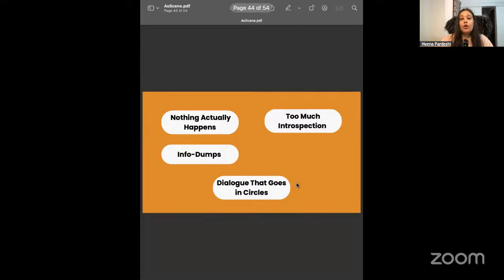Then the fourth mistake is too much introspection. Characters who are stuck in their heads. And this one again is extremely common. Introspection is good, but only when it evolves. Here are the signs your scene might have too much introspection. Pages of thinking, or maybe paragraphs of thinking and reflecting. No outward movement, no new understanding, just simply rumination and emotional looping.